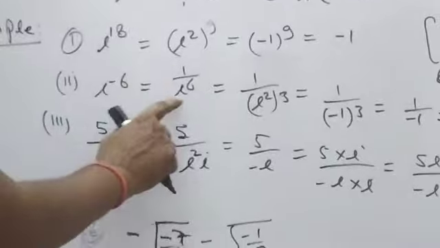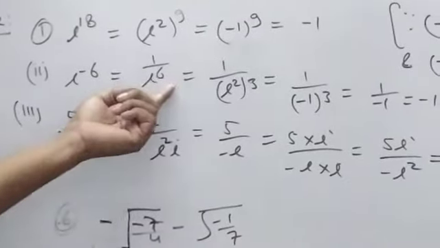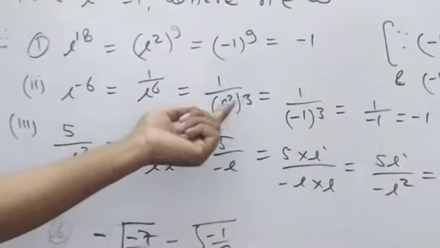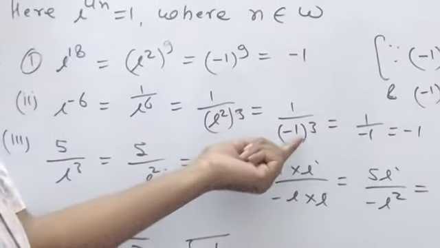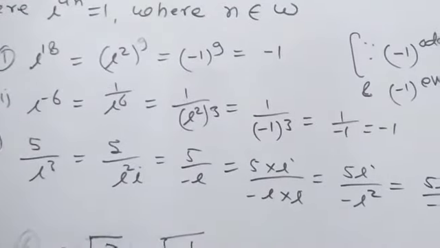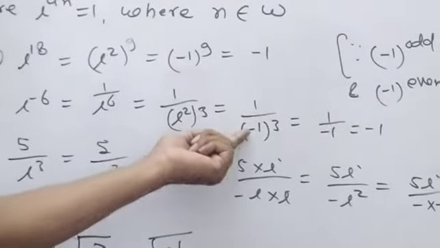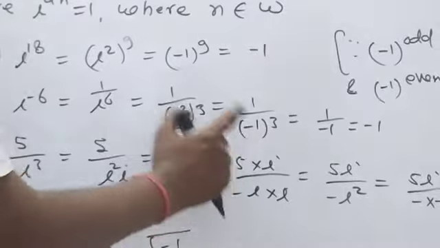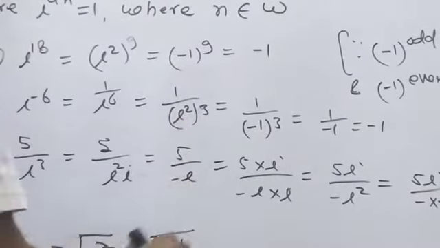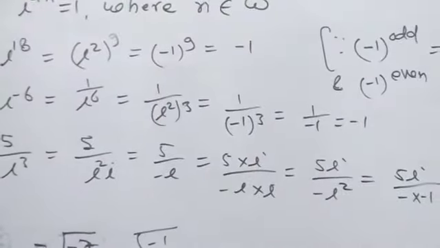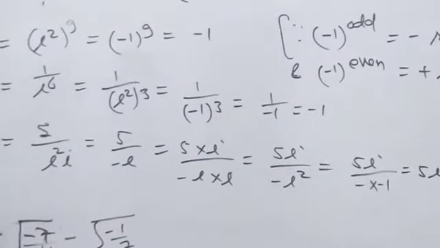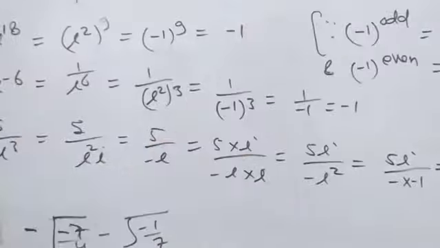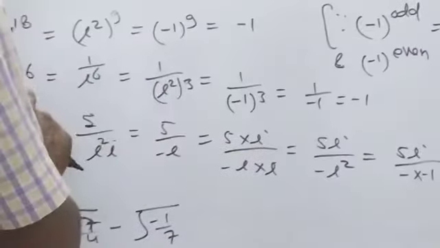i power minus 6 is equal to 1 upon i power 6, is equal to 1 upon (i square) whole cube, is equal to 1 upon (minus 1) power cube. Why? Because i square is equal to minus 1. Then 1 upon (minus 1) power cube is equal to 1 upon minus 1, because 3 is odd number. 1 by minus 1 is equal to minus 1. Now this is answer of i power minus 6.